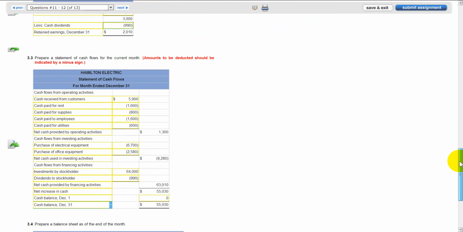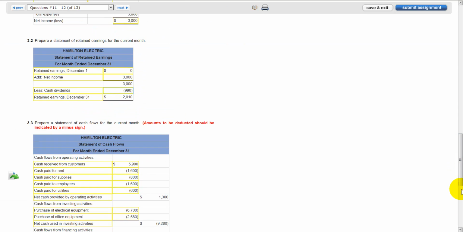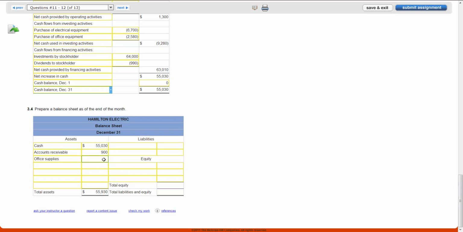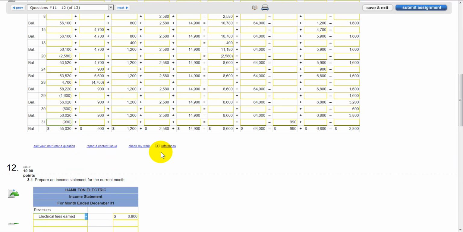Sorry, there's no easier way to scroll through this, and I have to remember the number too. $1,200 supplies. And then was it office equipment? Office equipment and electrical equipment. I think those are the last two. Can I remember these two last assets here? 2580, 14900.